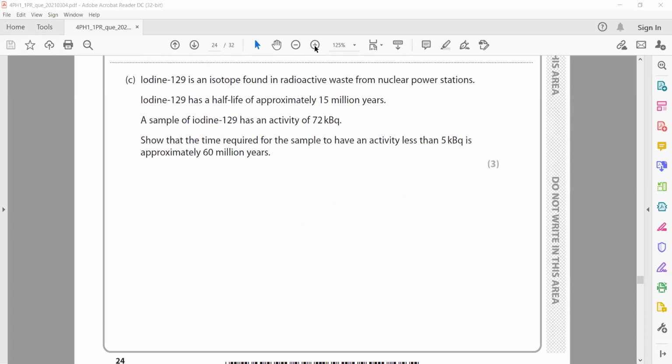Iodine-129 is an isotope found in radioactive waste of a nuclear power station. Show that the time required for a sample to have an activity less than 5 becquerel is approximately 60 million years. The sample of iodine has an activity of 72 kilobecquerel, and the half-life is 15 million years. So originally we have 72 kilobecquerel, that's the original. And how many half-lives are there? There are 4 half-lives.